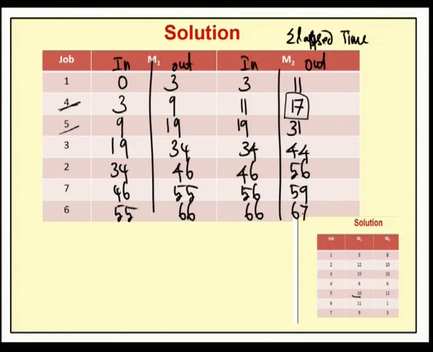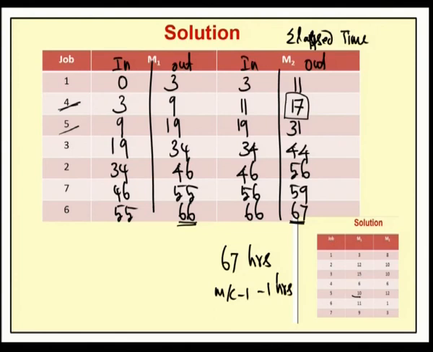Now here the total elapsed time is 67 hours. Now the idle time for machine 1 is: it completes its work at 66 hours, but the total job should be completed in the 67th hour only. Therefore the idle time for machine 1 is 1 hour.